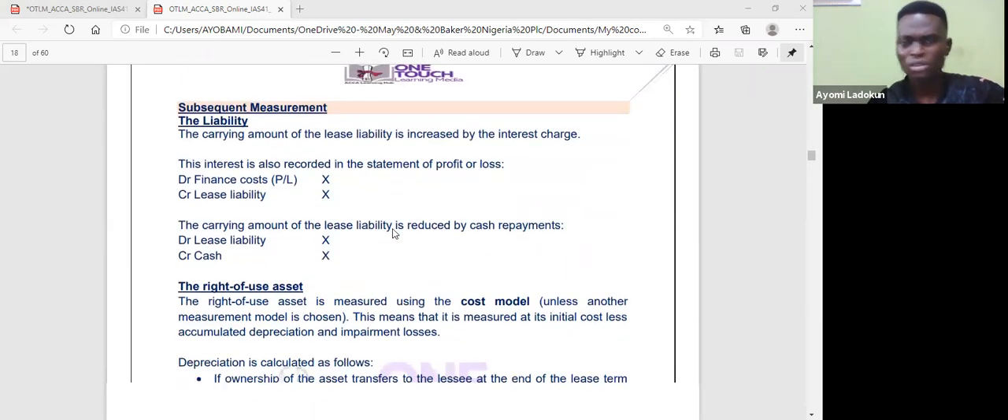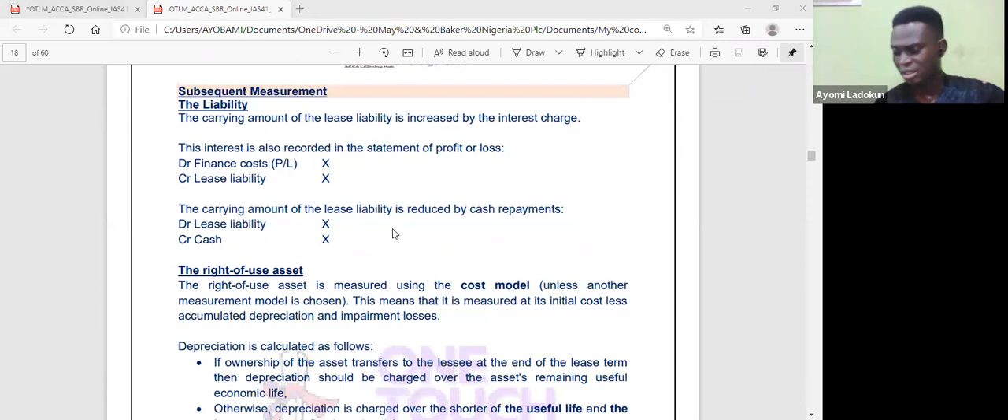Now, let's look at subsequent measurement. This is what we expect from the examiner. What we did now is initial measurement. When it comes to subsequent measurement, think about 2 things. Number 1, the carrying amount of lease liability will be increased by interest charge. That's what we call the finance element. And normally interest charge or finance cost is taken to profit or loss account.